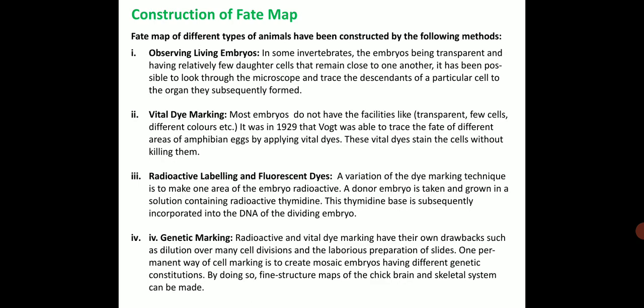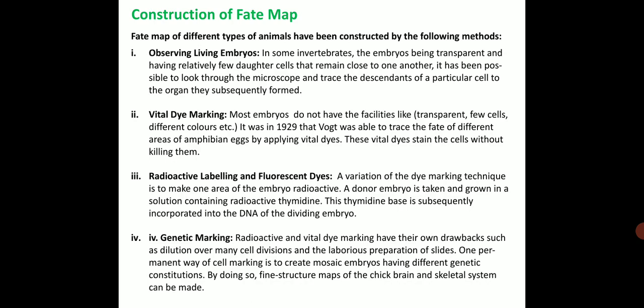Second method is vital dye marking. Dye, you know, is the color. Most embryos do not have the facilities mentioned earlier, such as being transparent or having different colors. In 1929 Vogt was able to trace the fate of the different areas of amphibian eggs by applying dyes. These dyes only stain the cells; they do not kill them. That is where they color the cells with the dye.